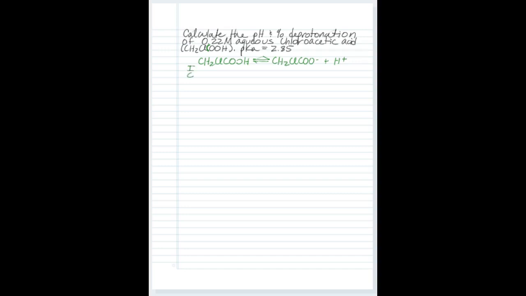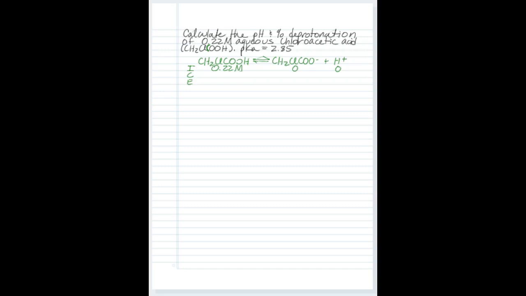Okay, so let's set up my ice table and start filling it in. If we could imagine making this aqueous chloroacetic acid solution, we would add 0.22 moles of the chloroacetic acid to 1 liter of water. And so we can treat this 0.22 molar aqueous chloroacetic acid as the initial concentration of my whole thing. So I'm going to put that in here. And yes, once we add it to water, it will deprotonate, but initially it's not deprotonated, so we're going to put 0 there.